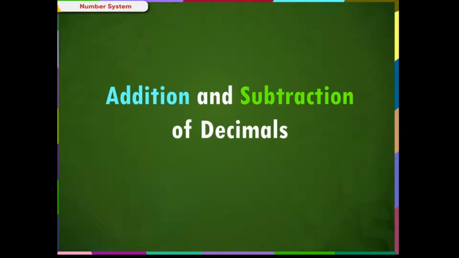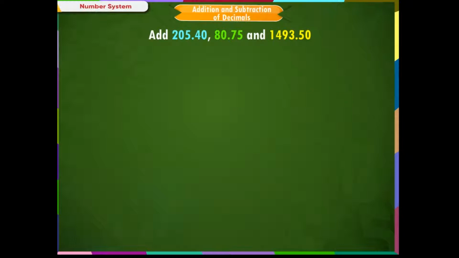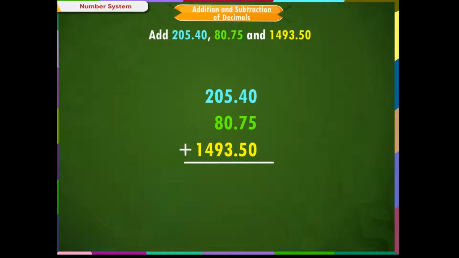Number system, addition and subtraction of decimals. Let us do a quick revision on how to add and subtract decimal numbers. For example, add 205.40, 80.75 and 1493.50. Write the digits of the given numbers one below the other such that all the decimal points are in the same vertical line. Add the numbers as we do in whole numbers. Put the decimal point below the other decimal points.